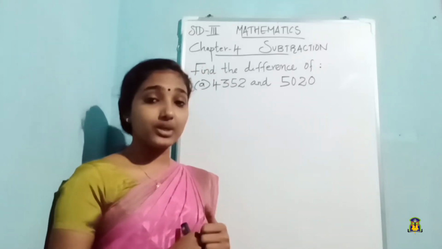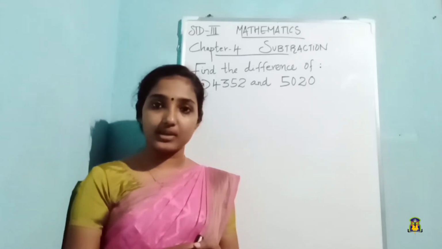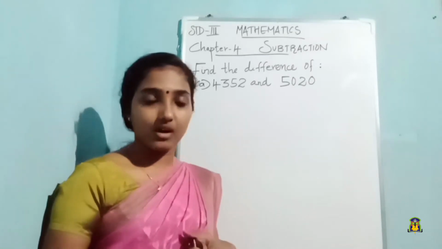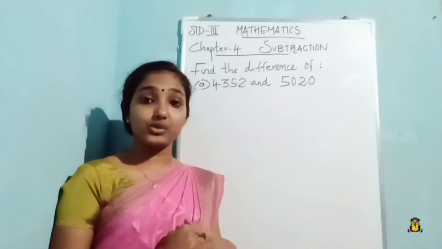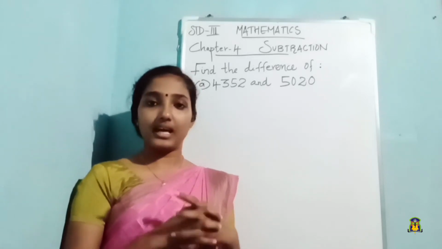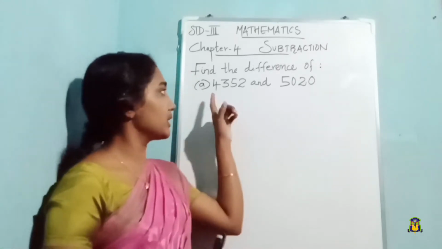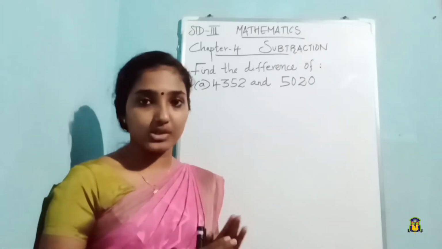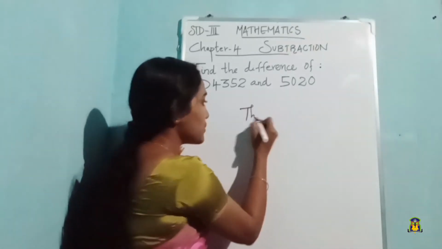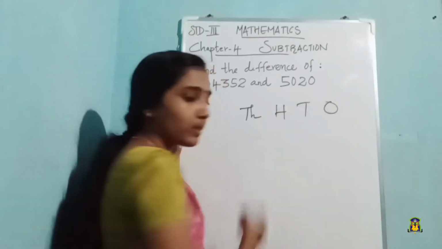So, what we have to do here? We have to subtract these two numbers and find the answer. Whenever you are given a question to find the difference of two numbers, we have to subtract the given numbers and find the answer. Shall we subtract these numbers? Here both the numbers are 4-digit numbers. So, it will be having which all places? Thousands place, hundreds place, tens place and ones place.